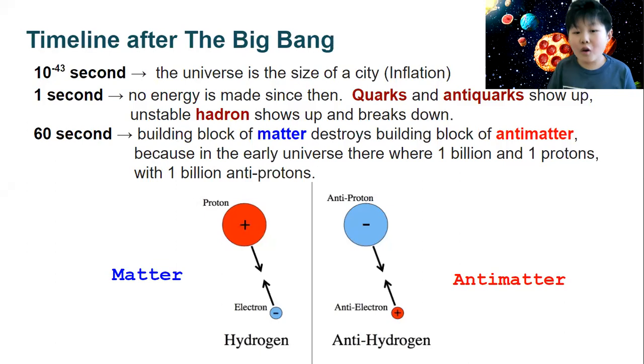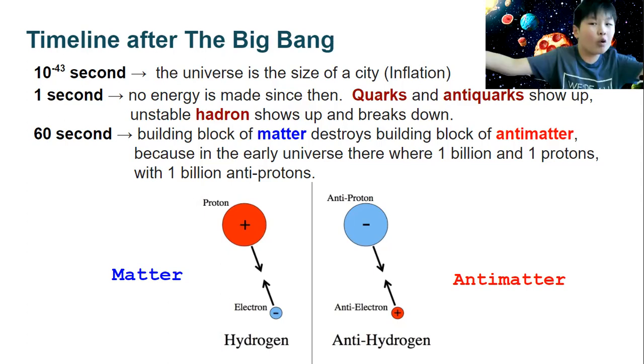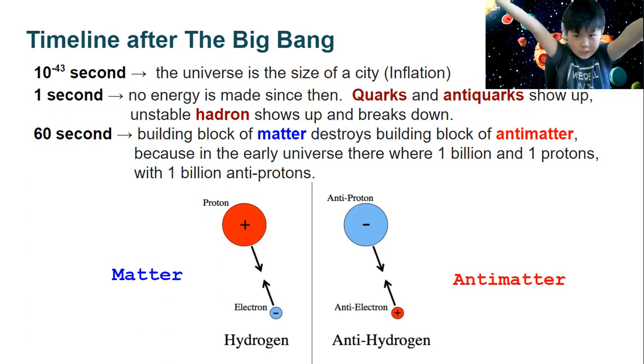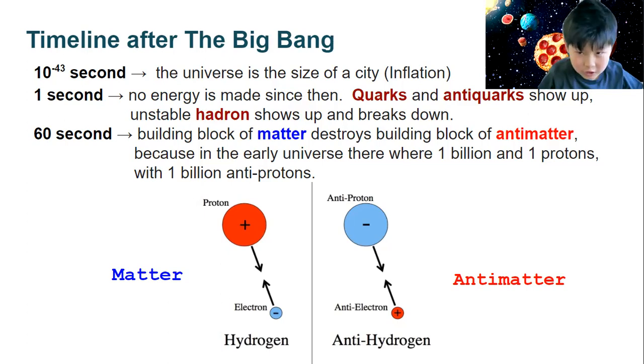60 seconds. Building blocks of matter destroy the building blocks of matter. Antimatter, King Kong King. Because in the early universe, there were 1 billion and 1 protons with 1 billion antiprotons. You see, if matter and antimatter come together, they will destroy each other and the power of energy will emerge.